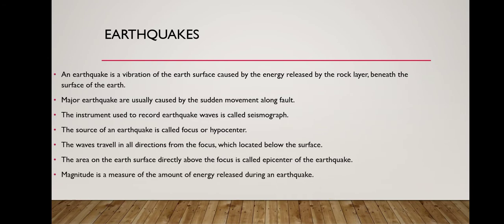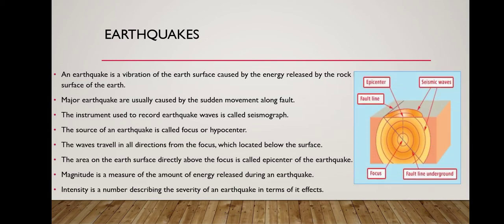Magnitude is a measure of the amount of energy released during an earthquake. Intensity is a number describing the severity of an earthquake in terms of its effects. Here you can see a diagram of the epicenter, seismic waves, focus, and fault line, under which the earthquake generates.